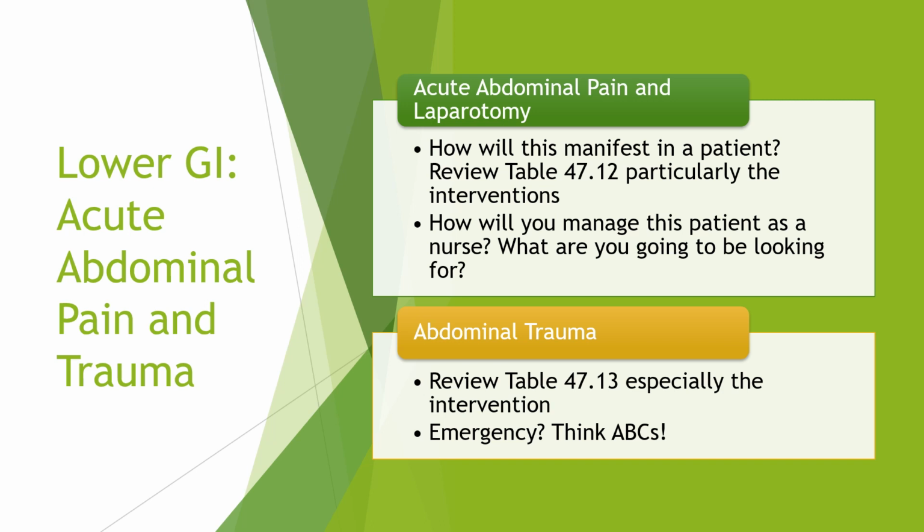Sometimes these patients get what we call retroperitoneal bleeds. What that means is they're bleeding into the space behind the peritoneum, and so it kind of hides itself. So be thinking, how can I assess that? What can I be looking for? And always think ABCs.